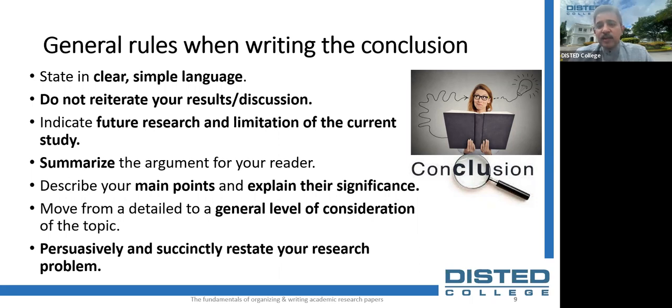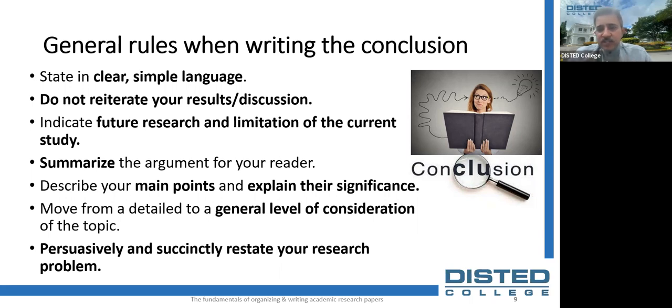Do not simply reiterate your results or the discussion. If you've already done that in the results section or discussion section, don't repeat the same information in your conclusion. You need to indicate opportunities for future research, as long as you haven't already done so in the discussion section of your paper. If you have done that in the discussion section, don't repeat that in your conclusion.